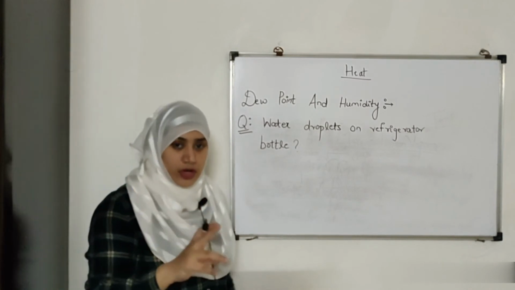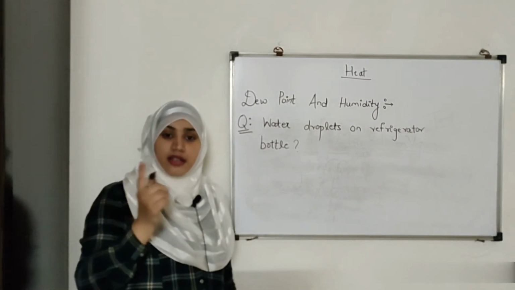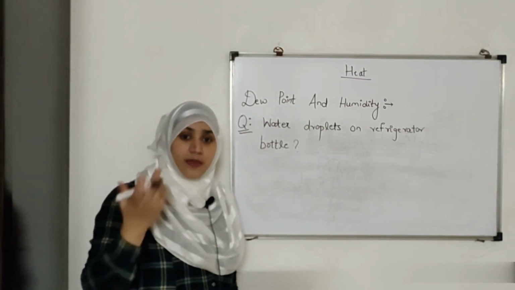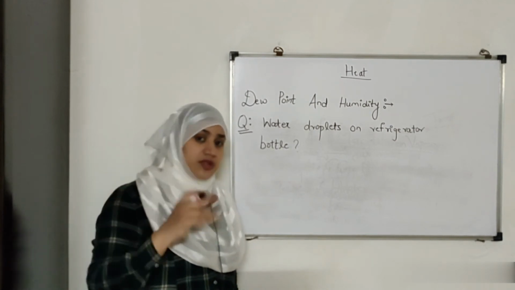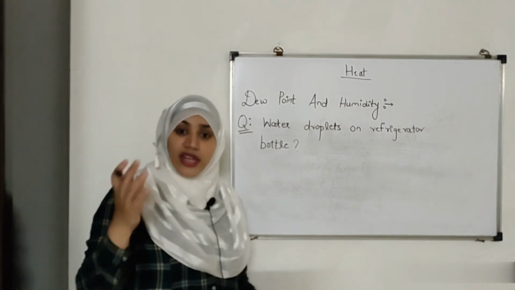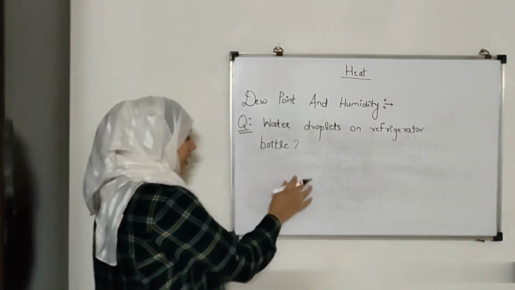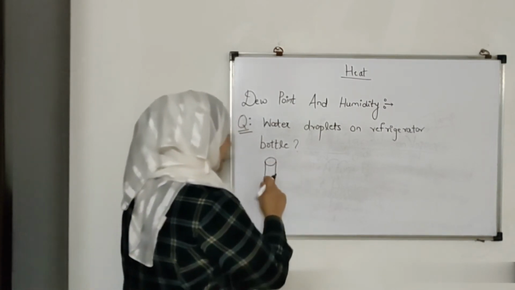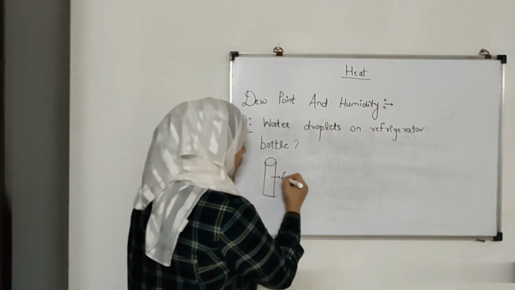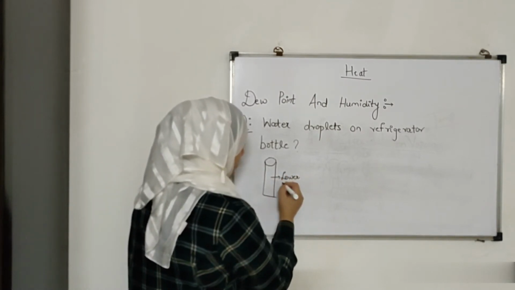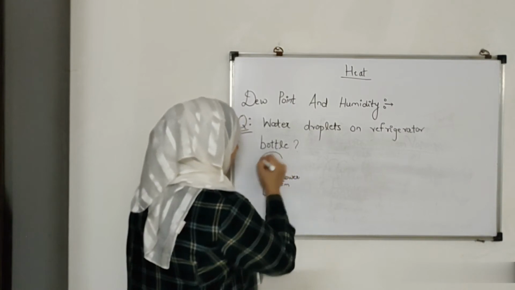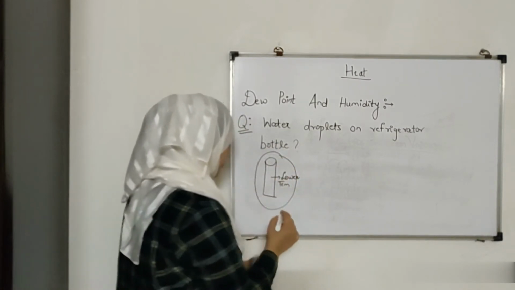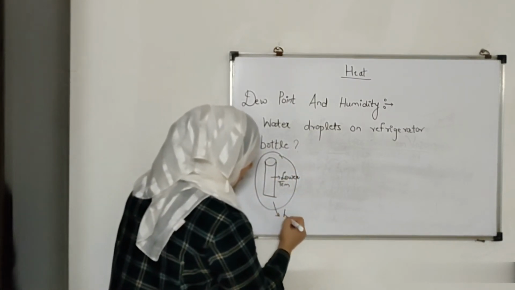See, I have a water bottle in the freezer. The temperature of the freezer is below 0 degrees Celsius, right? So it's at a lower temperature. When I take it out and put it on my table, this is my bottle. This bottle is at the lower temperature. And the air around it, suppose I'm considering this much part, is at the higher temperature.